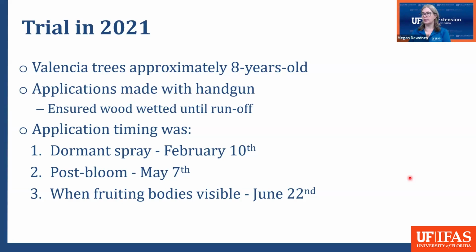Applications in this grove were made with a handgun. That was to ensure that our wood was wetted until runoff. And we did 3 different application timings: a dormant spray around February 10th, a post-bloom spray on May 7th, and then when the fruiting bodies were visible here in June.